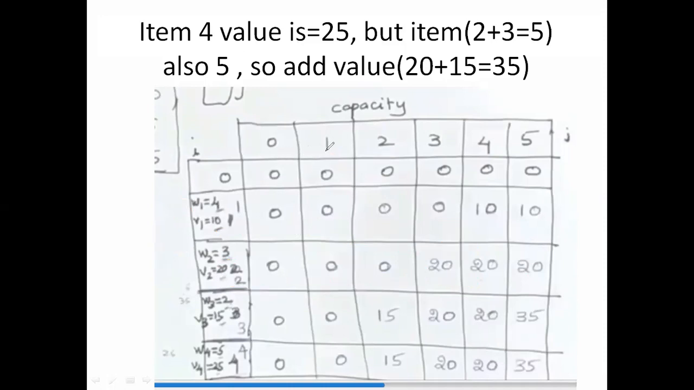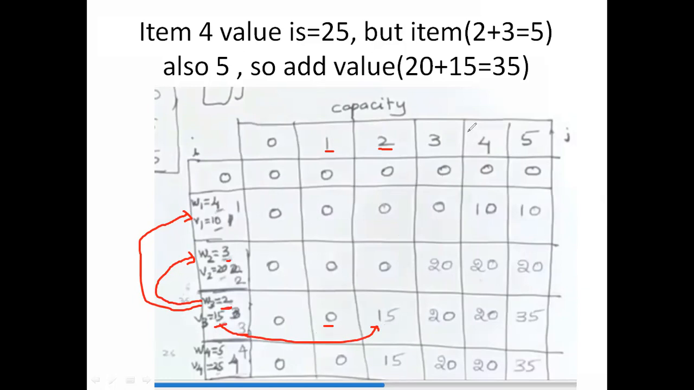Here, 1 kg capacity. When you are taking item 3, you have to consider the previous ones also. 1 kg for 4 kg not possible, 3 kg not possible, 2 kg also not possible. So 0. For 2 kg, 4 is not possible, 3 is not possible. 3 kg cannot be held in a 2 kg bag. But 2 kg is possible to hold in a 2 kg bag. So what is that value? 15. The corresponding value 15 you have to insert here.